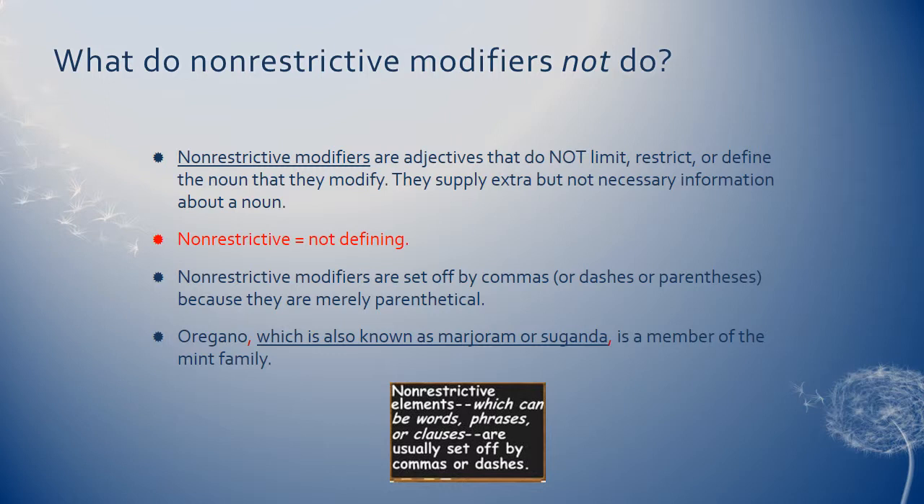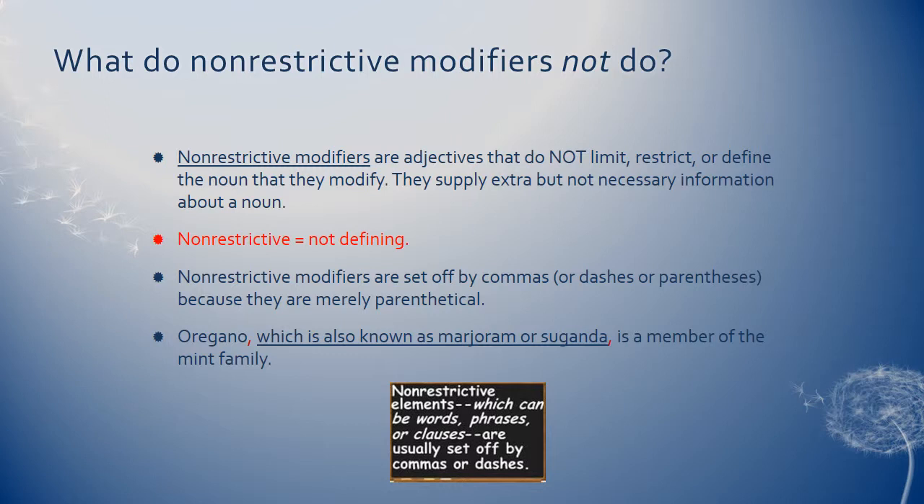Now it's incorrect to use only one comma. We have to set the parenthetical element off on both sides, or enclose the element in commas, or dashes, or parentheses. An example: oregano, which is also known as marjoram or segunda, is a member of the mint family.